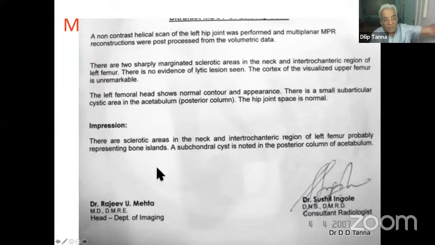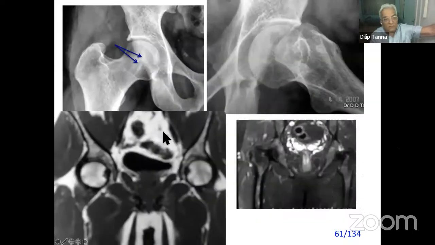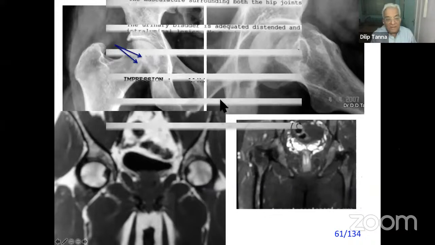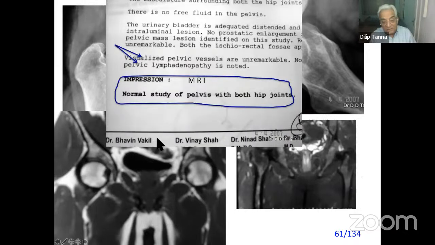Now, all these things could not explain why the patient had pain. This was the MRI finding. Impression: normal pelvis and both hip joints. All these are reports by a very well-known radiologist, Bhavin Vakil, who is chief at Bhatia Hospital.